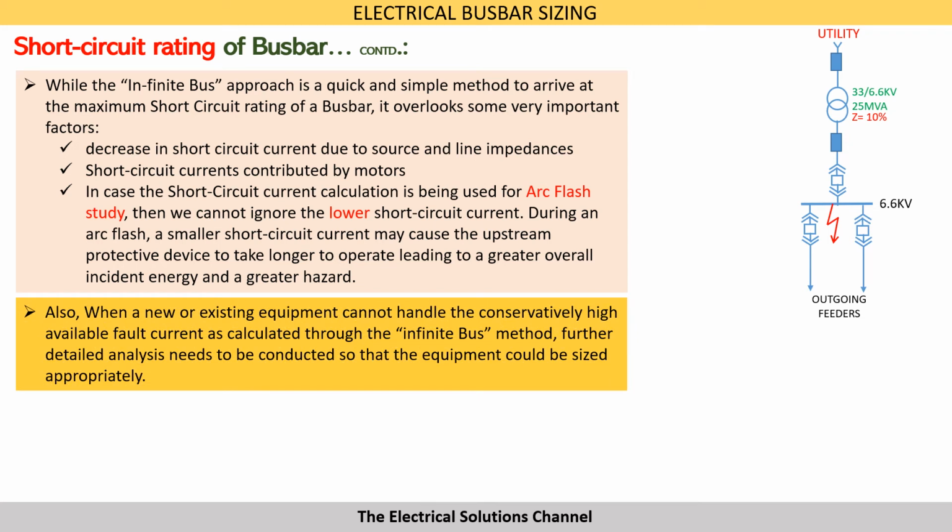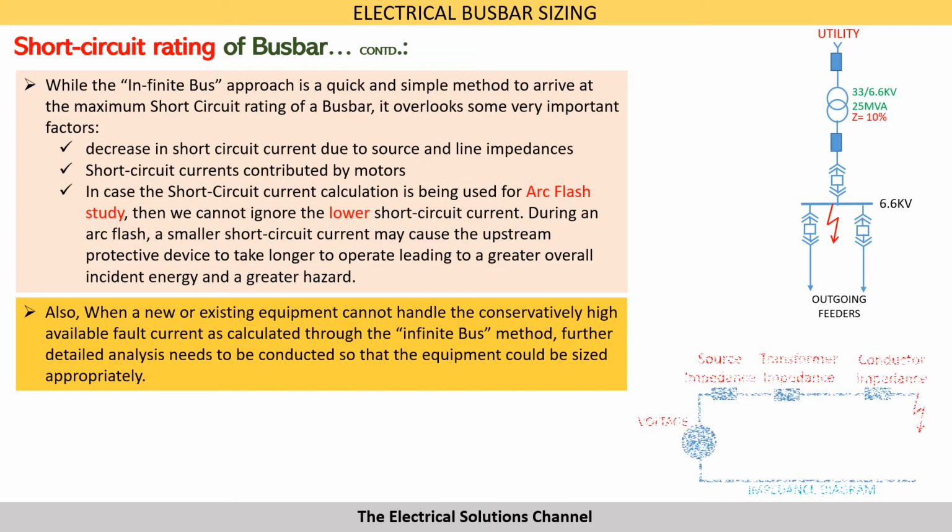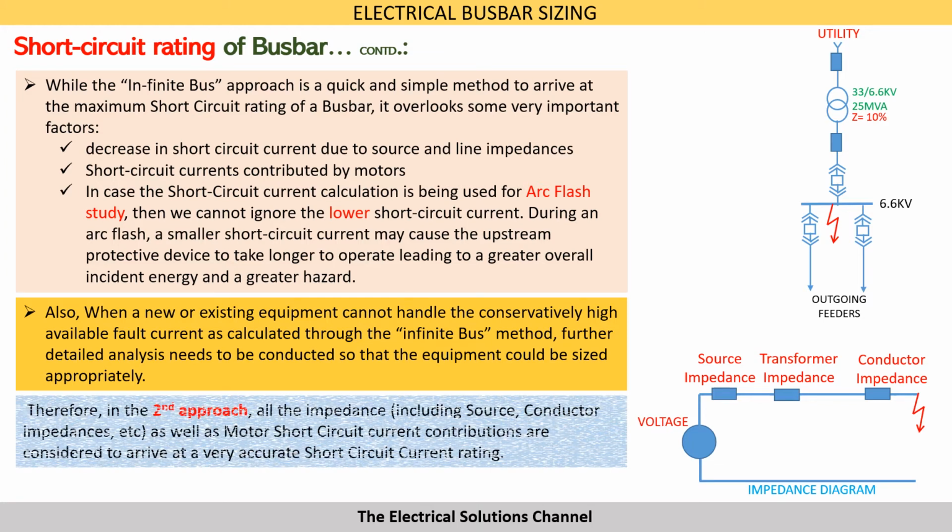Also, when a new or existing equipment cannot handle the conservatively high available fault current as calculated through the infinite bus method, further detailed analysis needs to be conducted so that the equipment could be sized appropriately. Therefore, in the second approach, all impedances as well as the motor short circuit current contributions are considered to arrive at a very accurate short circuit current rating.